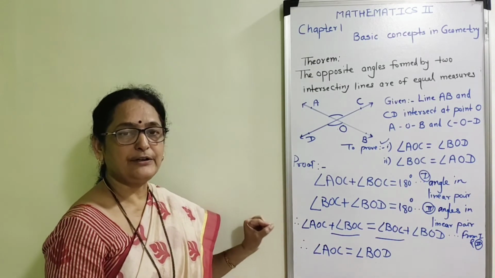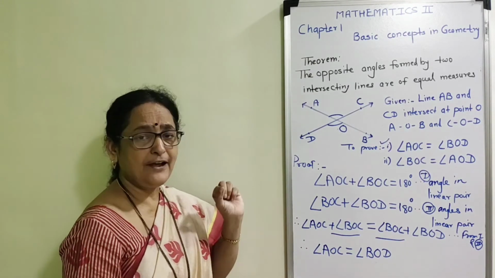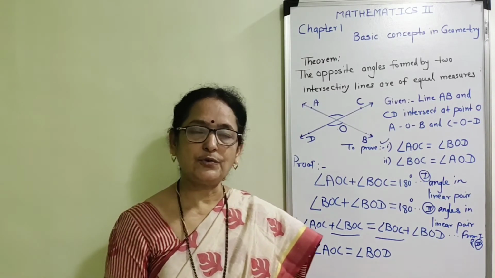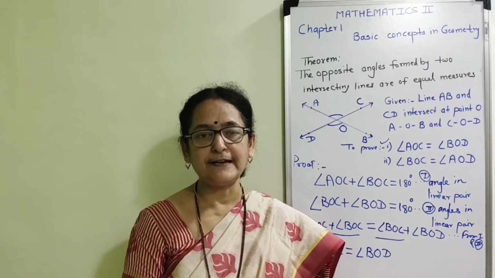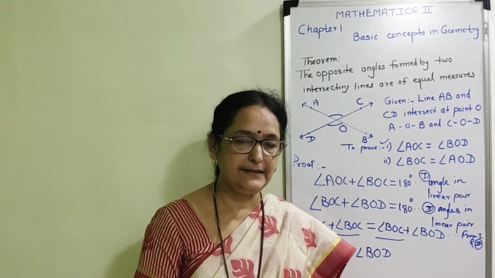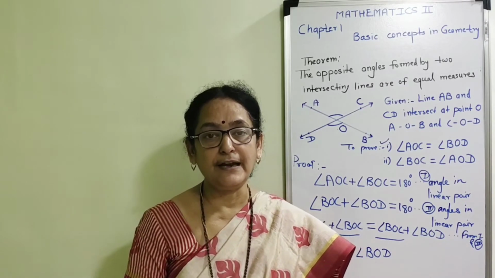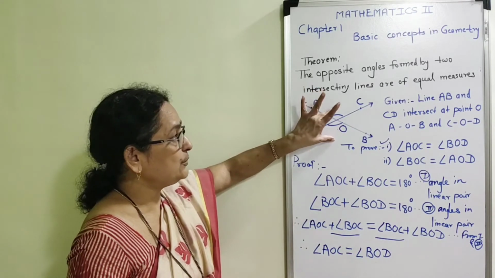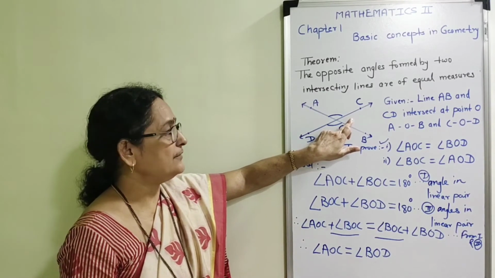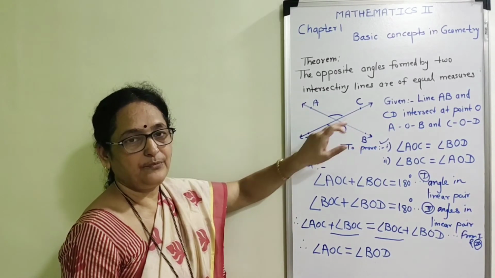Only 4 important steps are there, and I have used only one simple property which you have already completed in 8th standard, that is the sum of measures of angles in a linear pair is 180 degrees. I have to prove this pair. I have taken help of the third angle, which is angle BOC.